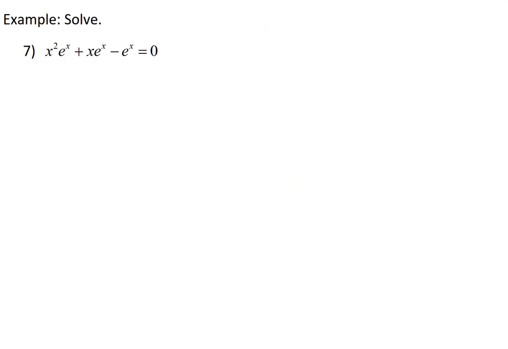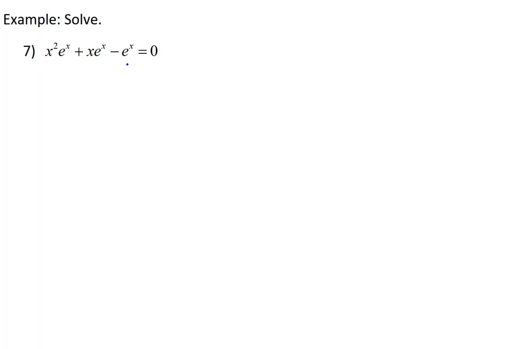Let's try yet another example. This time we want to solve the equation given as x squared times e to the x plus x times e to the x minus e to the x equals 0. Well, hopefully the repetition of what we're looking at is a bit of a hint on this one. If we could possibly simplify what we're looking at, it might be a lot easier.